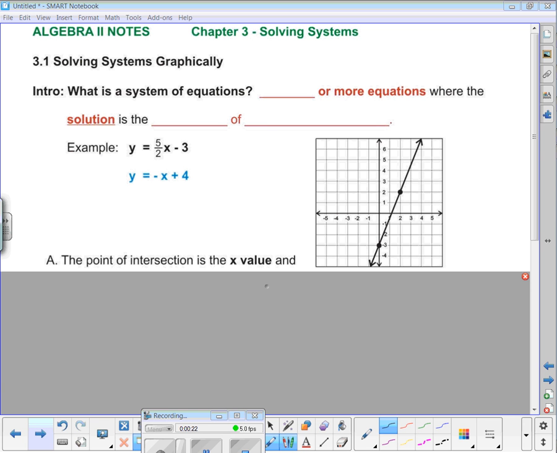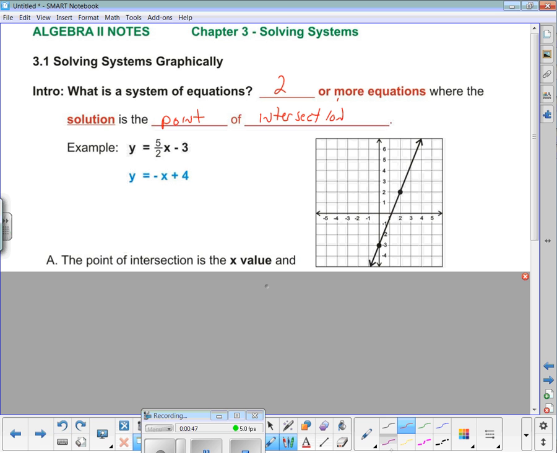All right, so what is a system of equations? It's simply this. A system means that there's more than one. It's two or more equations where the solution, and don't miss that, where the solution is the, do you remember? It's the point of intersection. The solution is the point of intersection.